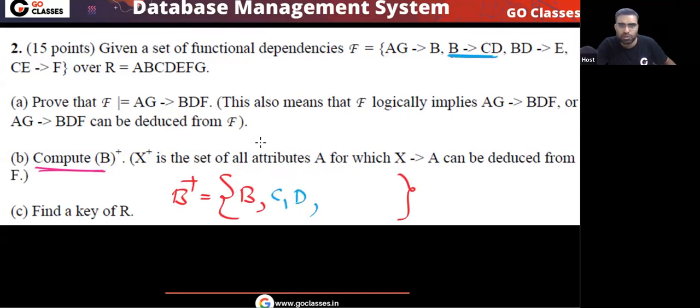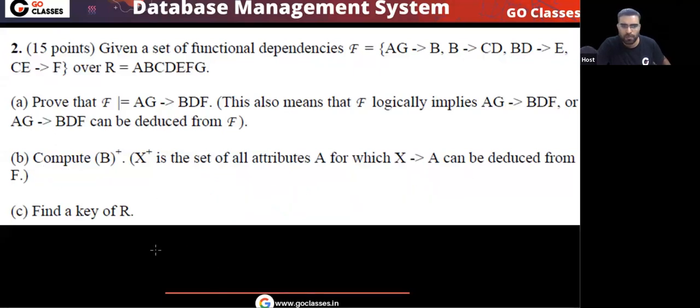BD can give you E also. So you got E also. CE can give you F also. So you got F also. Can I get something else? That's it. Yes or no? This is your B plus, this is your closure of B. Is this clear? So this is your answer.